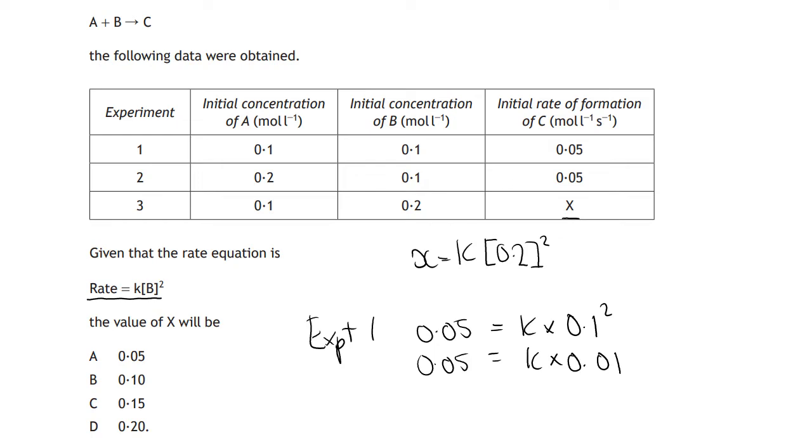So K is definitely going to be K equals 5. So I'm just going to fill that in. So 5 multiplied by 0.2 squared, and that comes out to be 0.2. Okay, so in this one you had to use experiment 1 or experiment 2 to work out what K was, and then fill in the information to experiment 3 to work out the rate.